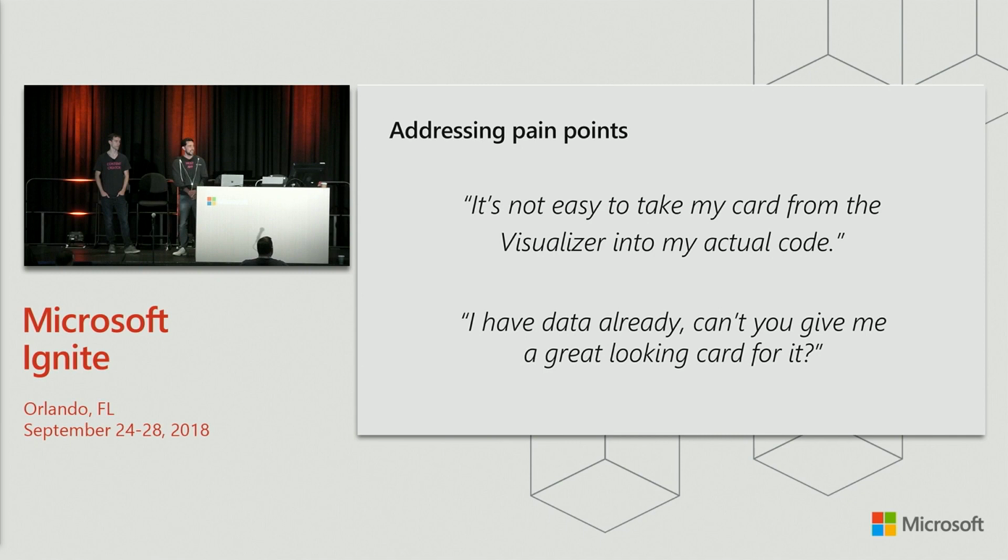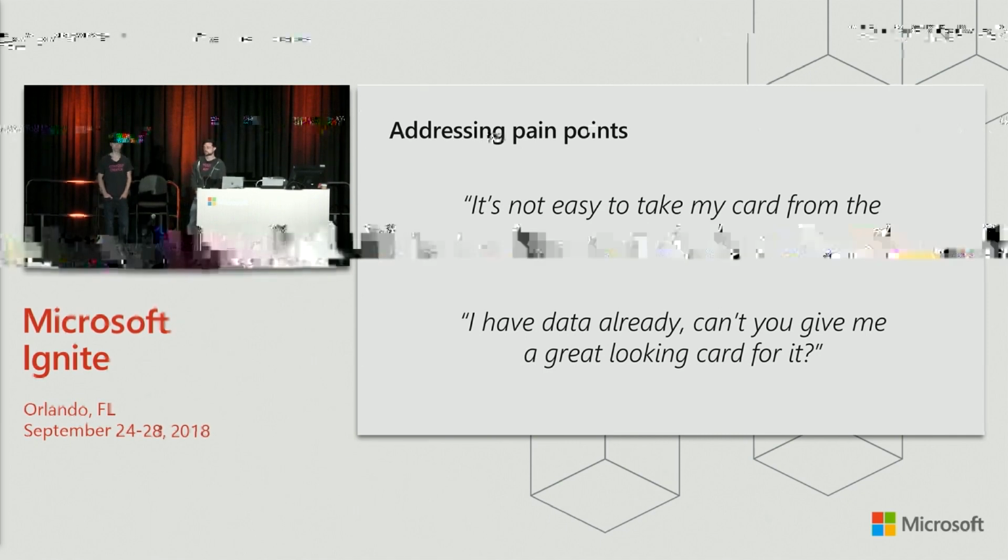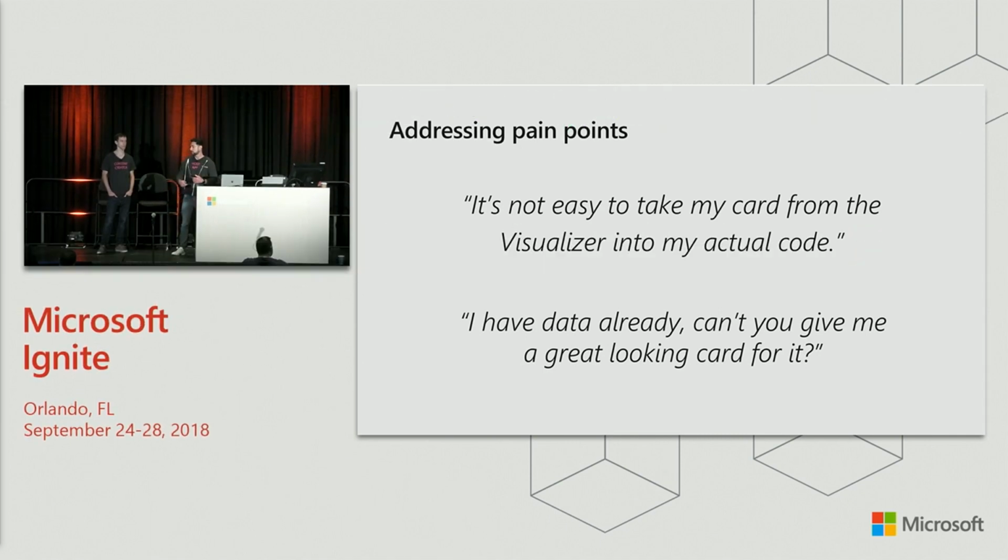It's kind of like a one-way thing. So we wanted to really address that feedback. And the other thing is, a lot of people have data already. We almost started out by saying structured data and data is bad, but we know that data is everywhere. Couldn't you just give me a great-looking adaptive card for it if I have a restaurant or something like that?